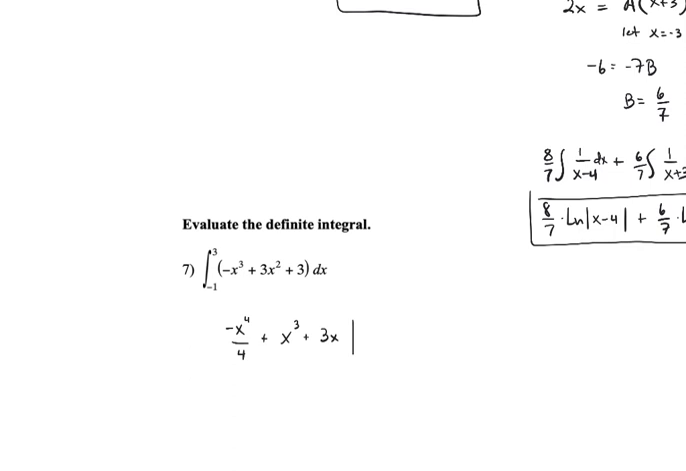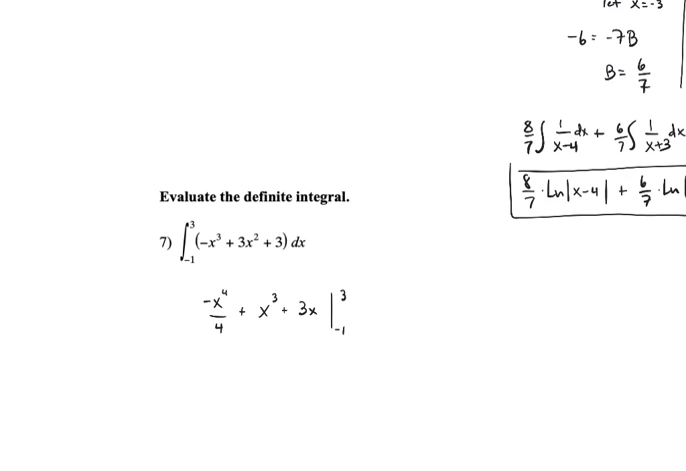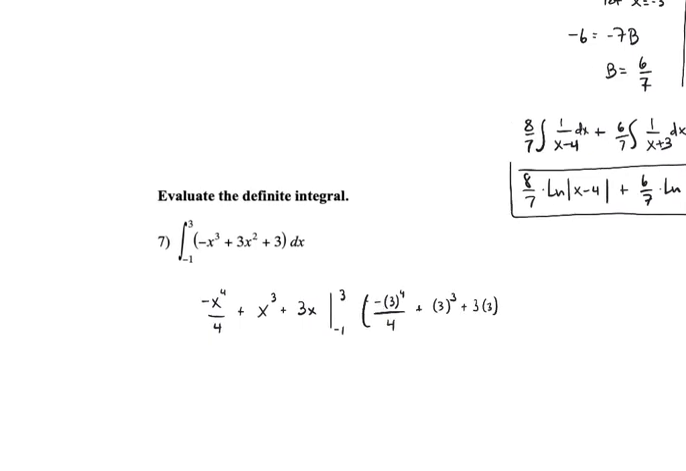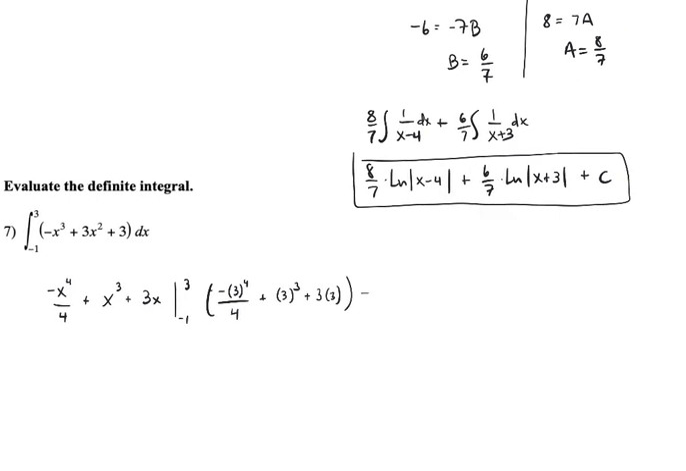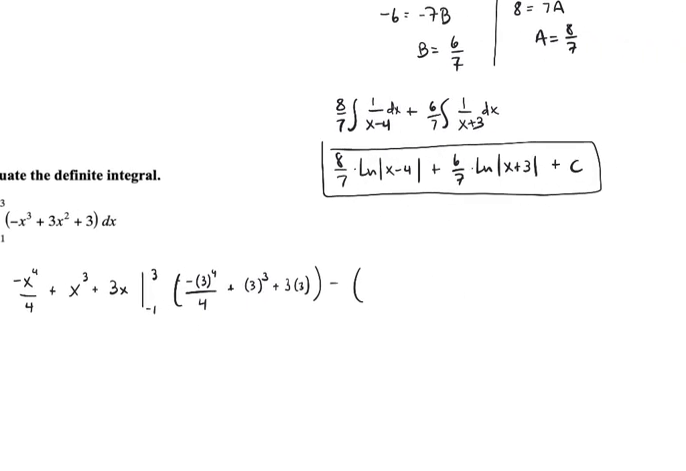Now, the fundamental theorem of calculus says we're going to plug in the upper bound first, 3, into the entire antiderivative. So the antiderivative with a 3 plugged into it becomes the opposite of 3 to the 4th plus 3 cubed plus 3 times 3. That's the antiderivative with a 3 plugged into it. Then we subtract the value of the antiderivative with a -1 plugged in.